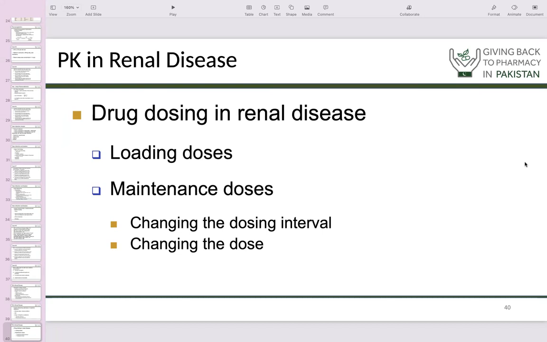Maintenance dose you can always decrease. There are two ways to adjust the maintenance doses: either by changing the dosing interval, like for example, if a drug was given 8 hourly, you can do it 12 hourly based on the monograph, or you can change the dose. You can use the same interval but reduce the dose, like 1 gram 8 hourly reduced to 500 milligram 8 hourly. So both are possible depending on the drug, and it can be easily found in the monograph.